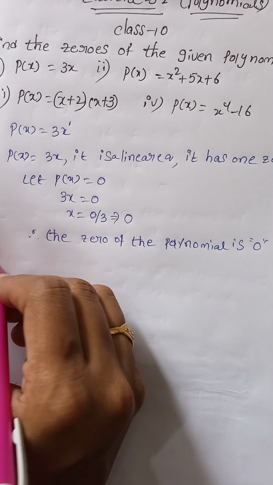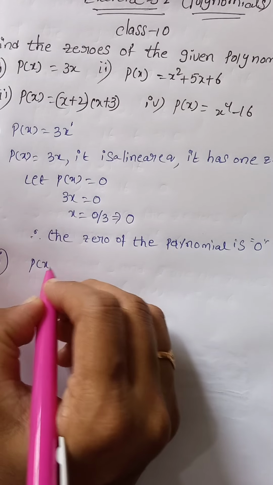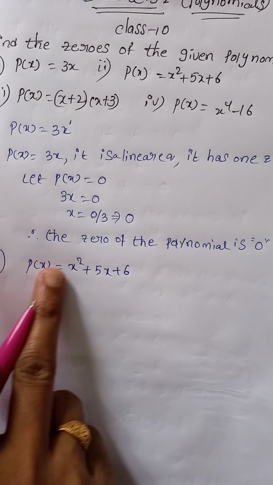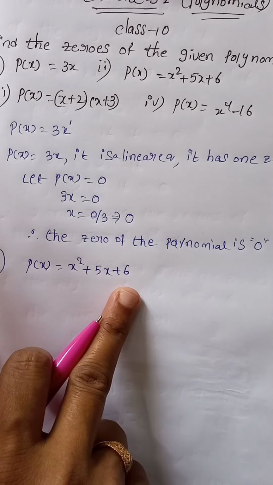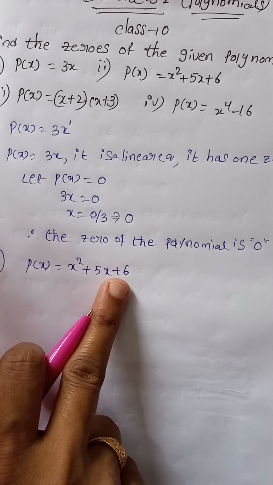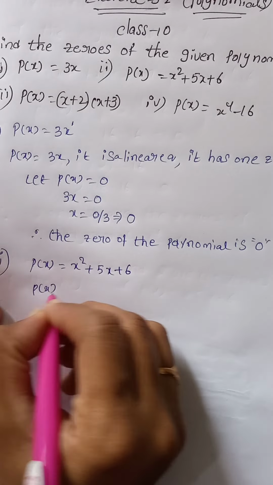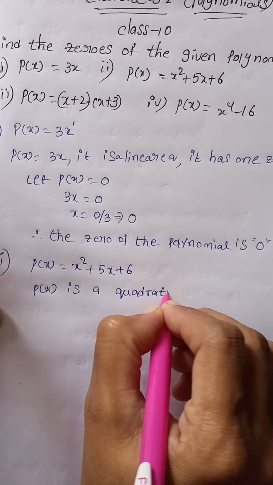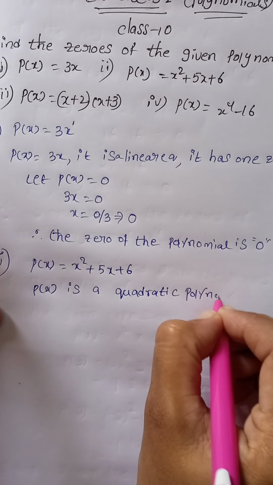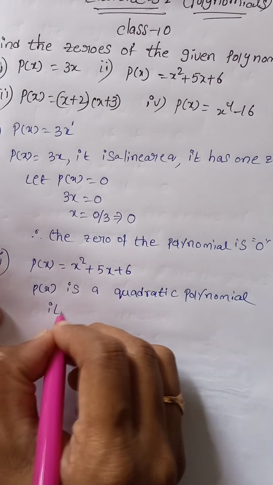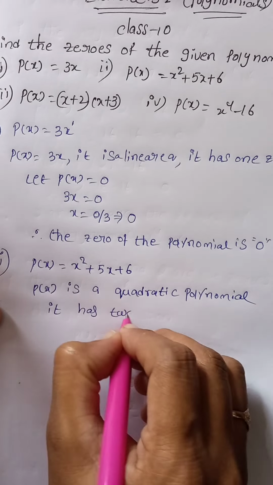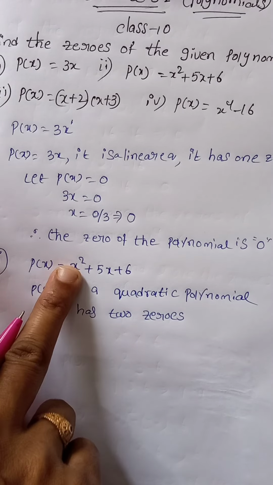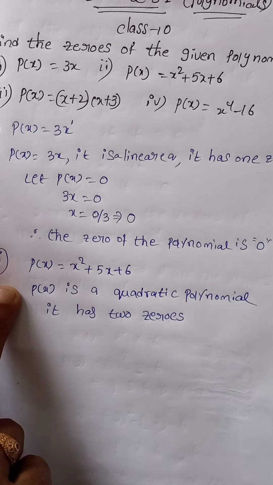Now move on to the second problem, that is p of x equal to x square plus 5x plus 6. Here x power is 2. It is a quadratic polynomial. It has two zeros. If the power is 3, then it is a cubic polynomial. It has three zeros.